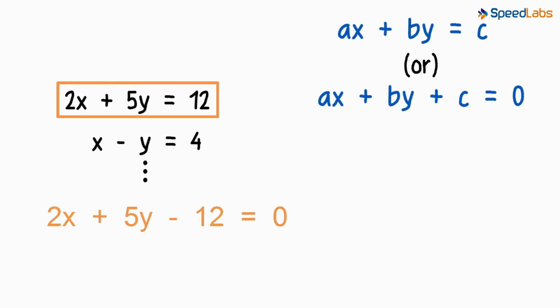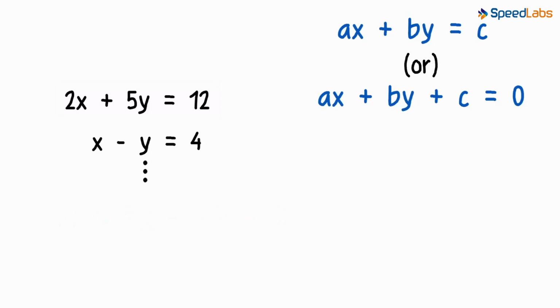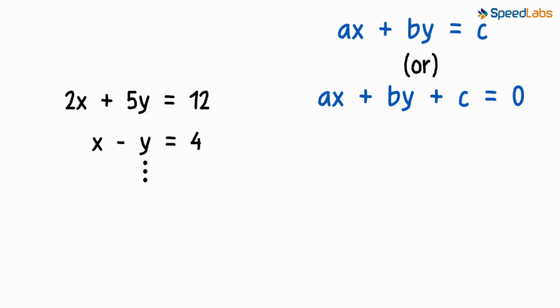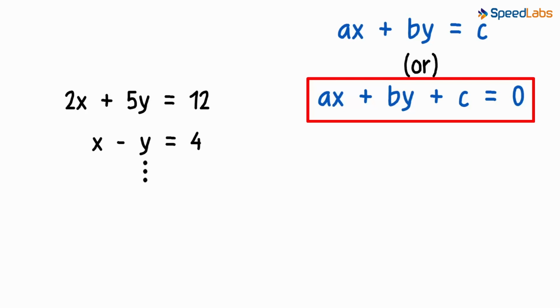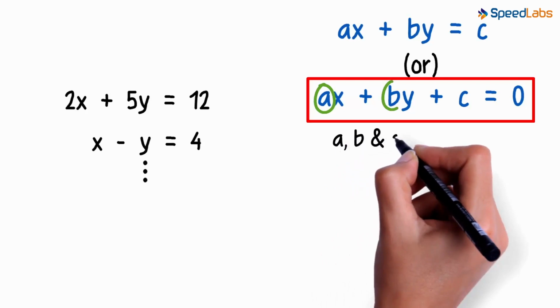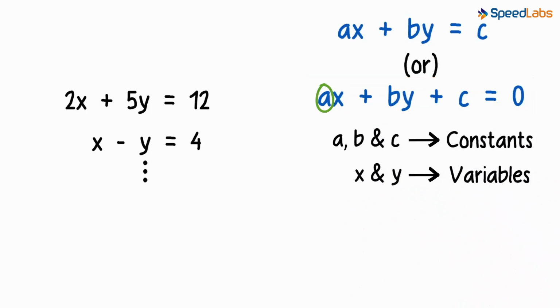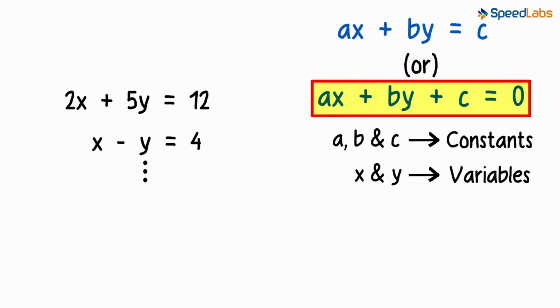For this video and the future ones in this topic, we will assume the second one to be the general equation for linear equations in two variables: ax plus by plus c equals 0. a, b and c are constants, while x and y are variables. a is the coefficient of x and b is the coefficient of y. This is the general form we will consider.